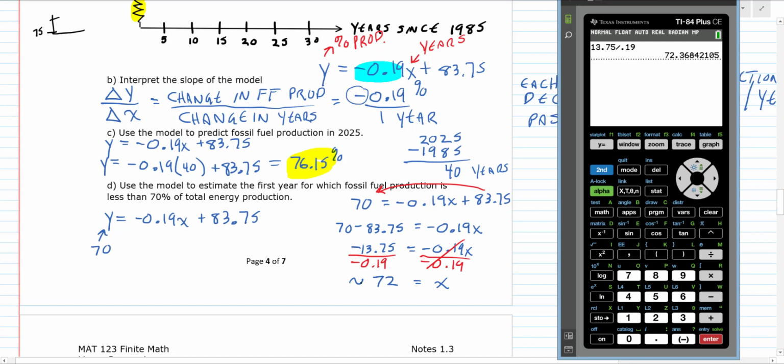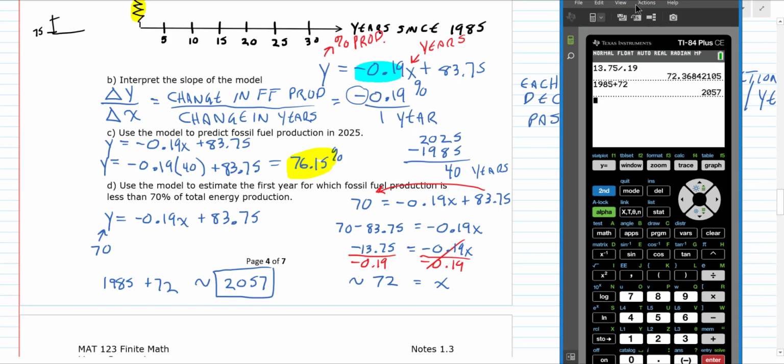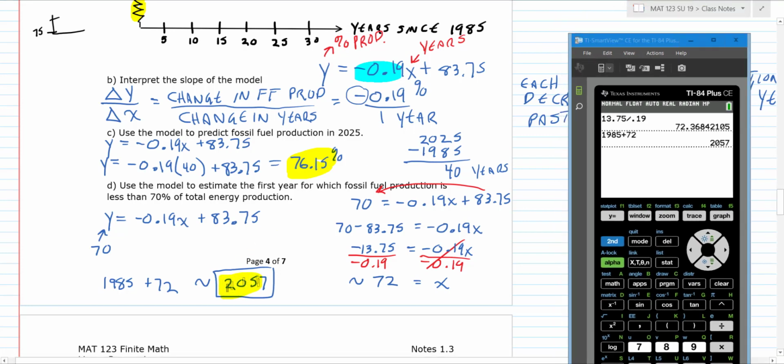Now, that's the years past 1985. So what we need to do is 1985 plus 72, and then that'll give us what we're looking for. So 1985 plus 72 years later is about 2057. Now, I sincerely hope that by the year 2057, I probably won't be around by then, but I might, that we are down to very little fossil fuel production. That's my opinion. We need to be less than 70%.